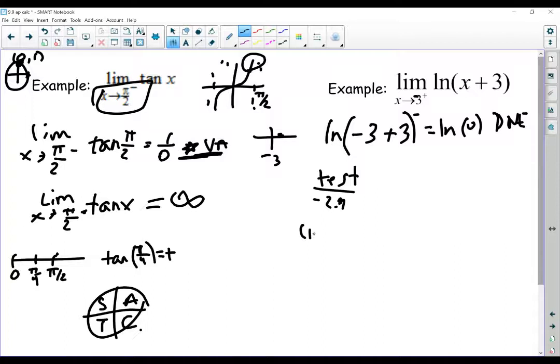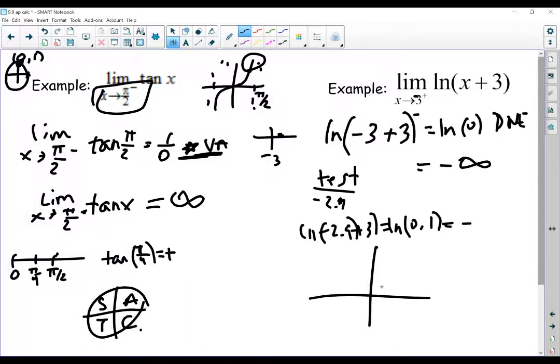So if I plug negative 2.9 in, I get the ln of 0.1. Since this is a decimal, e can only become a decimal on the negative side, so I know this answer is negative. So this would be negative infinity. Now, again, if you know what ln looks like, this ln graph has been shifted over 3, it would look like this. If you know that graph, then you know that limit is negative infinity, and you wouldn't have to go through all the trouble of testing it.